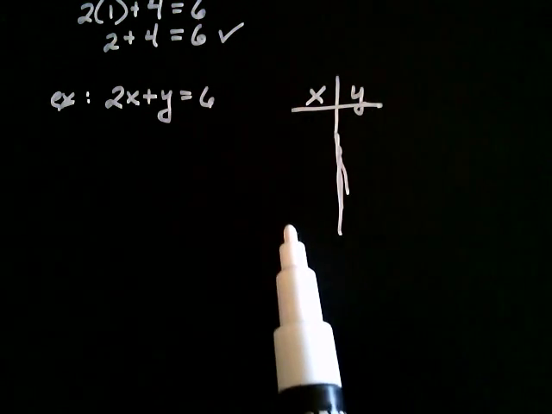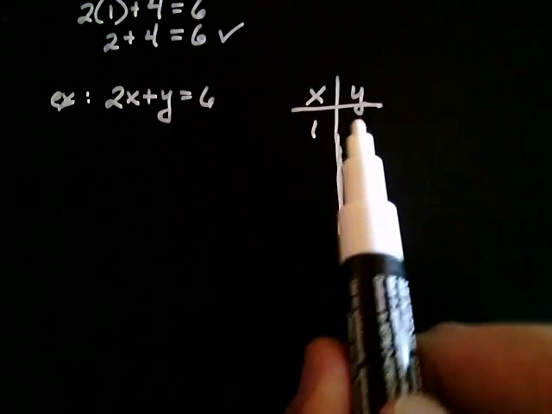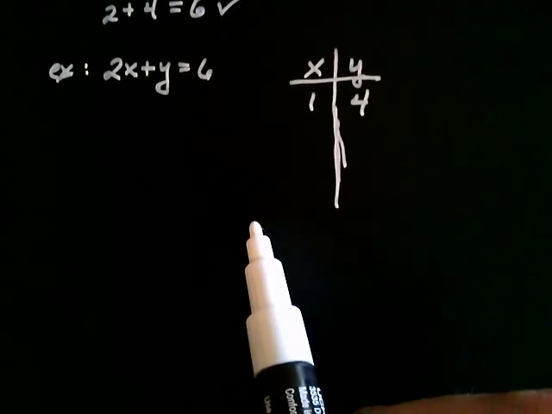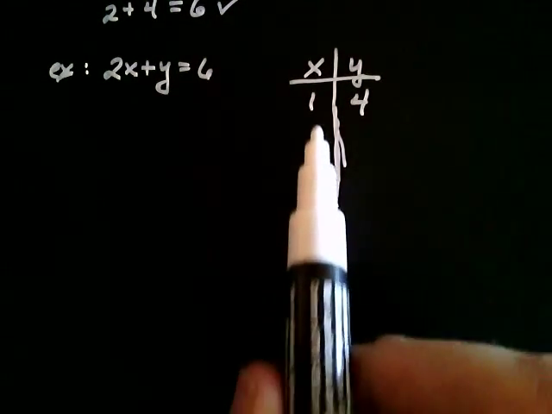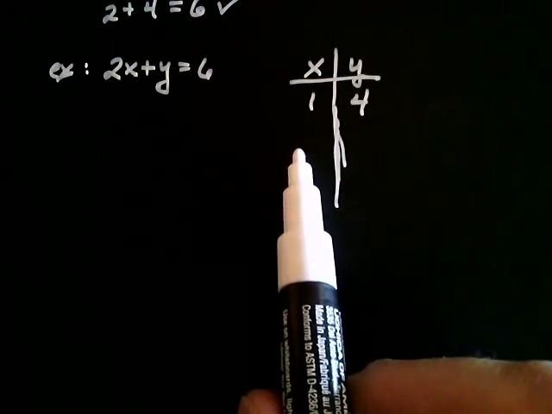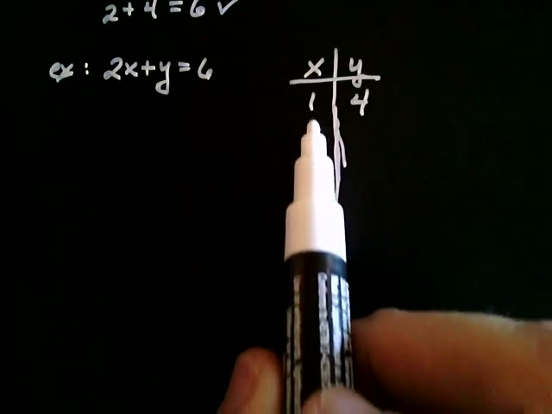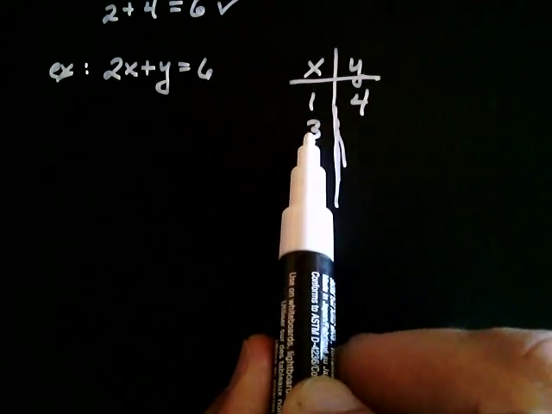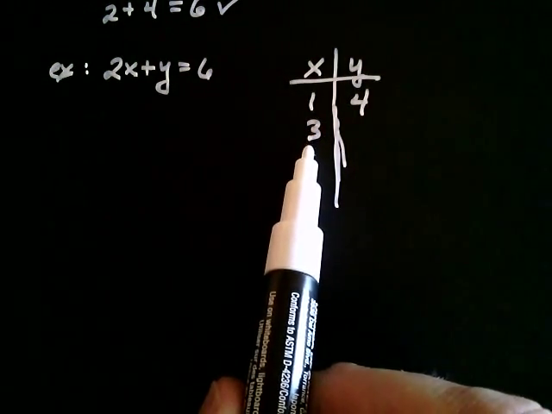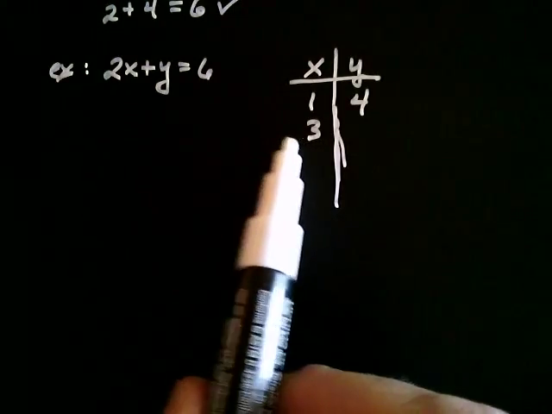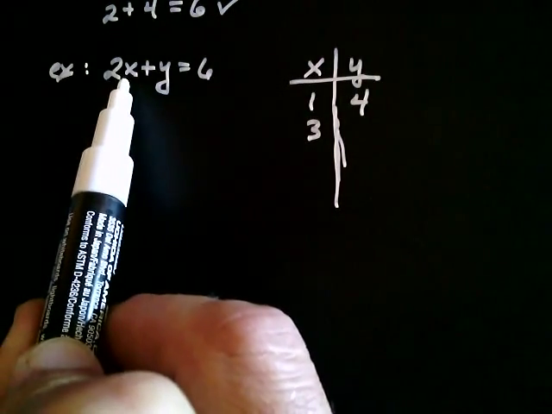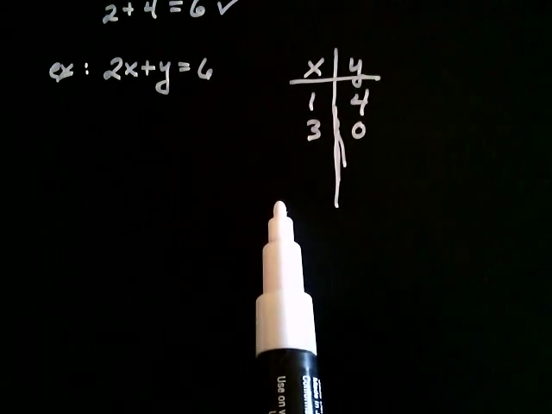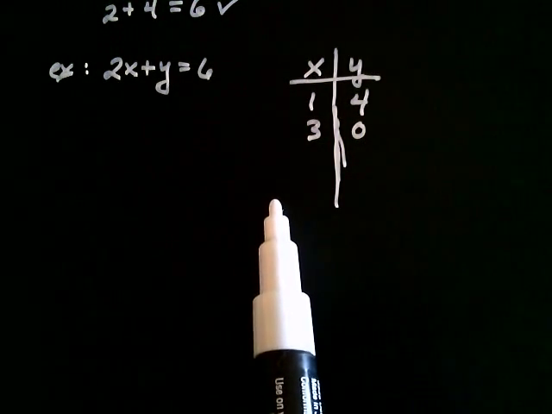Okay, so the first pair that we have is 1, 4. Are there other pairs that might work? Well, what you have to do is find a combination of numbers and try them at the same time. So how about I just pick randomly? How about I pick x is equal to 3? Now if x is equal to 3, do you see what y would have to be? Well, if I take the 3 here, it would be 2 times 3, which is 6, and y would clearly have to be 0.